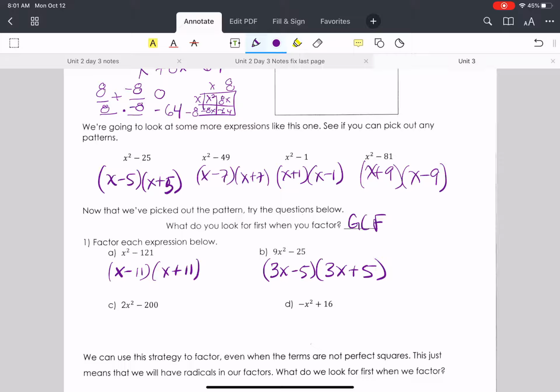Okay, is part C the same thing? No. Why? What's part C? There's a GCF. What is the GCF? 2. Okay, so let's get rid of that 2. Now look at that. I have a nice, perfect square to deal with. What's the square root of 100? 10. So my answer is going to be 2, x plus 10, and x minus 10.